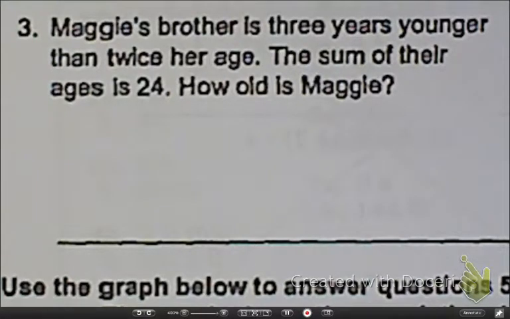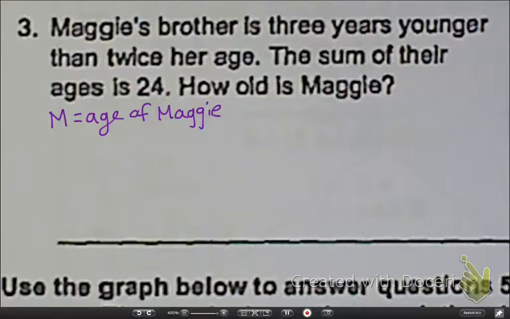We want to know how old Maggie is. So I'm going to assign a variable that talks about how old Maggie is. So I'm going to put M for Maggie. So M equals age of Maggie. So when we solve for M in our equation, we're going to have our answer. How old is Maggie? M is the age of Maggie.